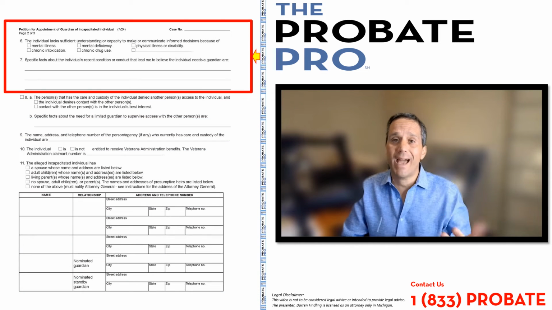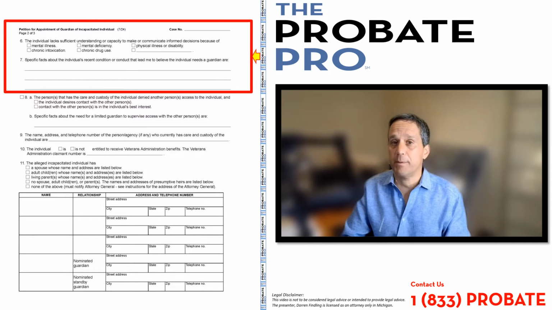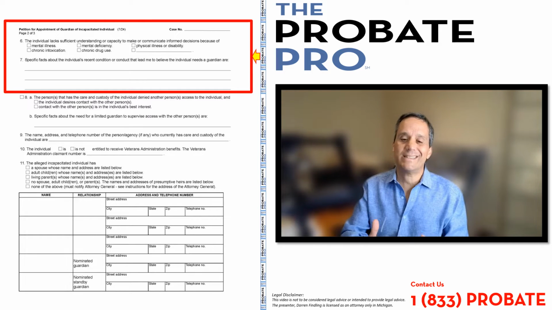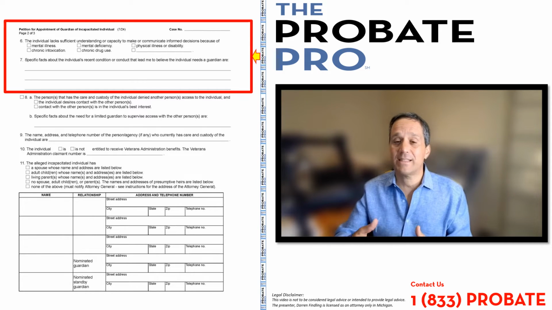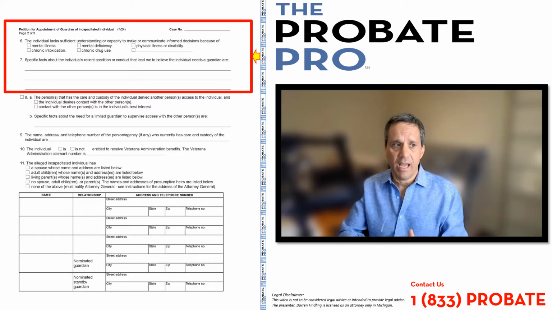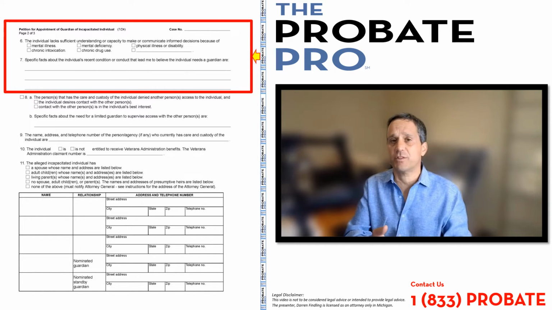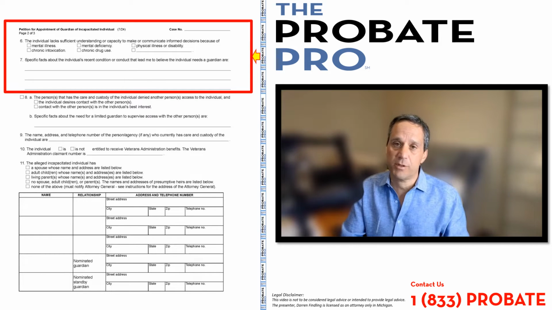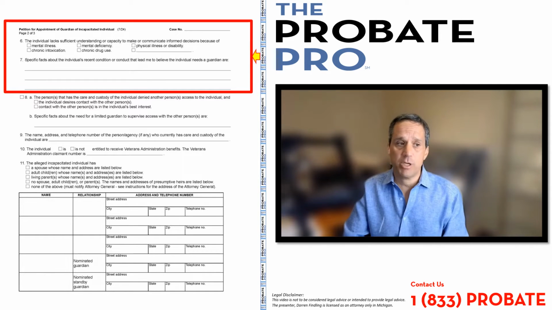Let's work our way now onto page 2 of this 3-page pleading. Page 2 identifies under paragraph 6 the basis. These are the reasons that they qualify as a person who is in need of guardian. Under paragraph 6, you have to identify if it's mental illness, mental deficiency, physical illness or disability, chronic intoxication, chronic drug use, or some other reason. These are the statutory bases for the establishment of a guardianship in Michigan.